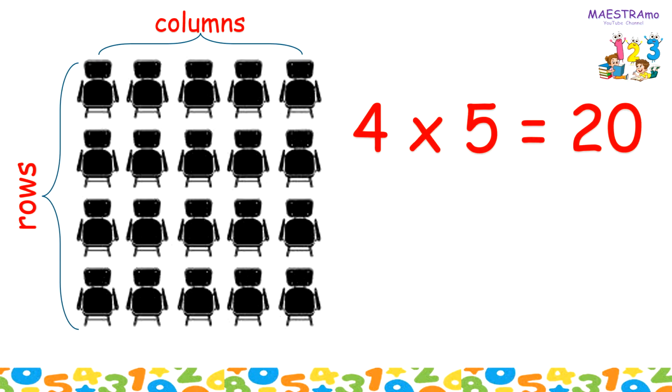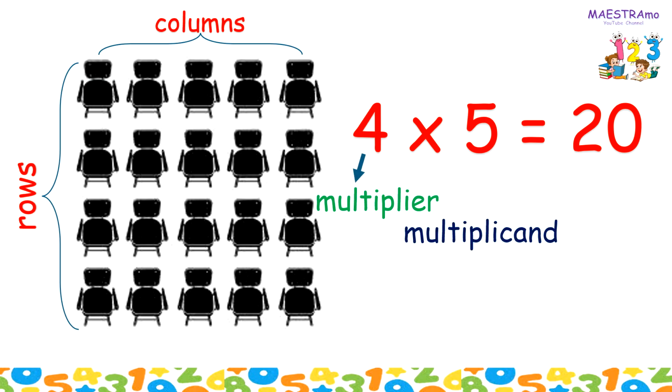In our multiplication sentence, 4 times 5 equals 20, 4 is our multiplier, 5 is our multiplicand, and the 20 is our product.